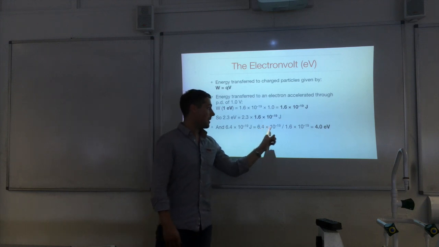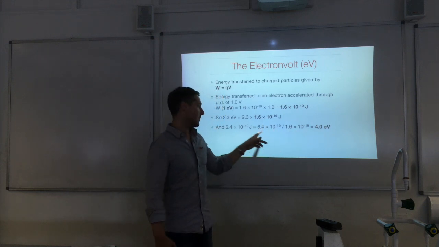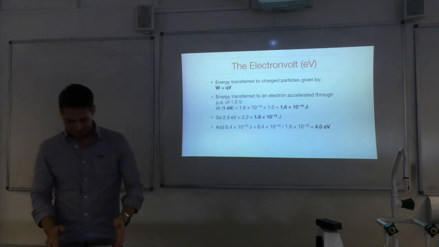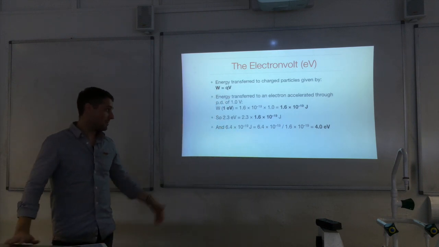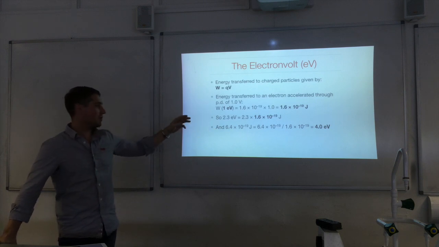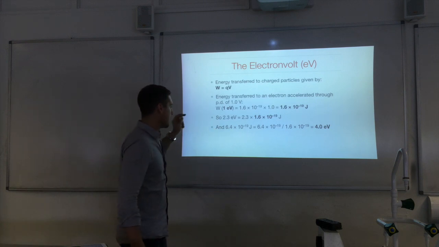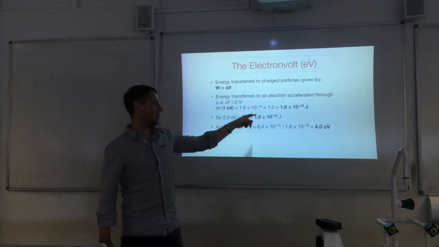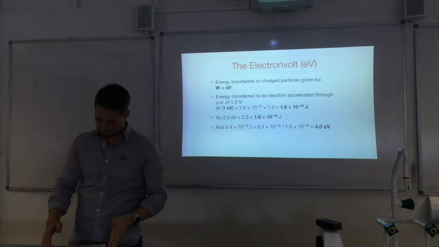Anyway, the 10 to the minus 19 is going to cancel out, so it's 6.4 over 1.6, so it gives me 4 electron volts. So that's how you convert eV to joules and then joules into eV. So that's not the answer, you have to actually work that out. It's 2.3 times that. Okay?